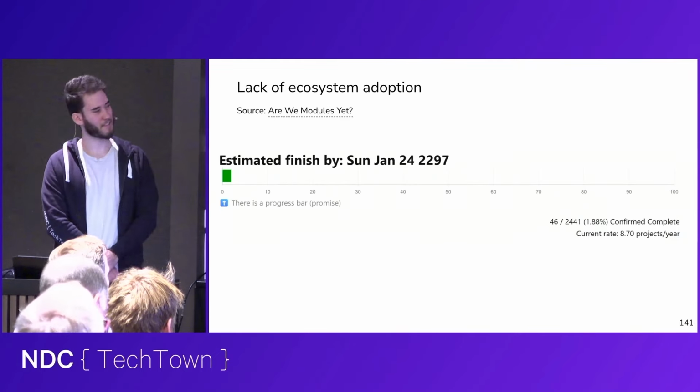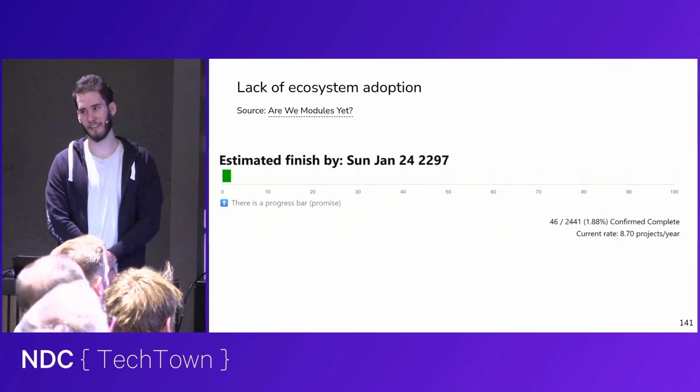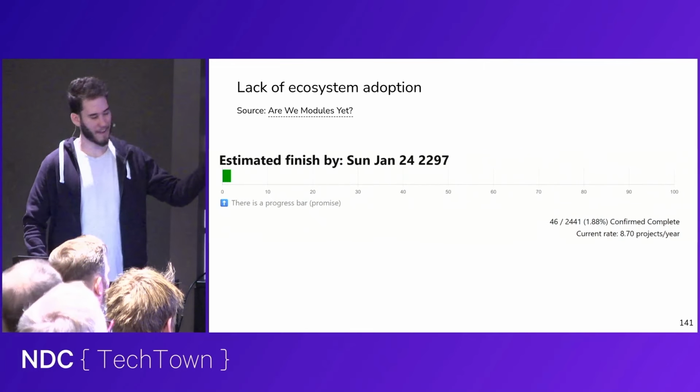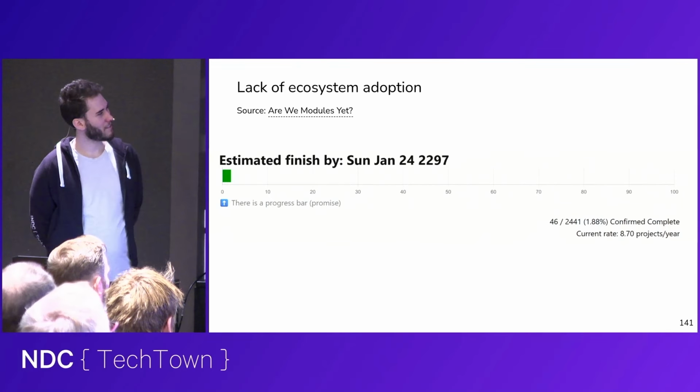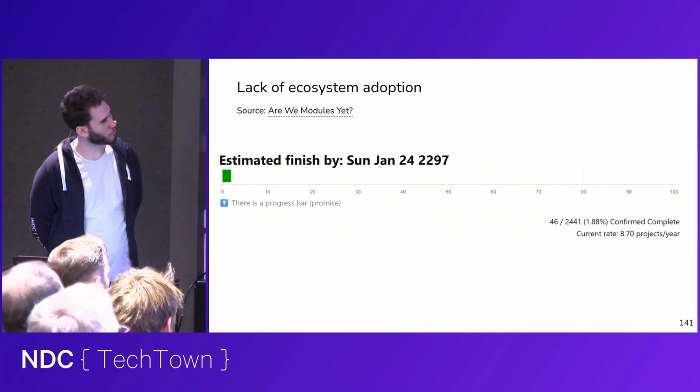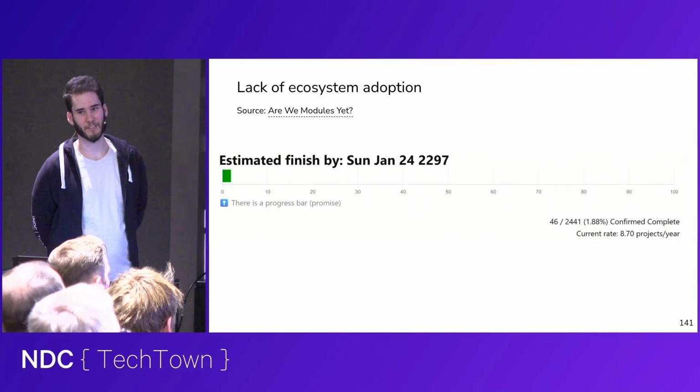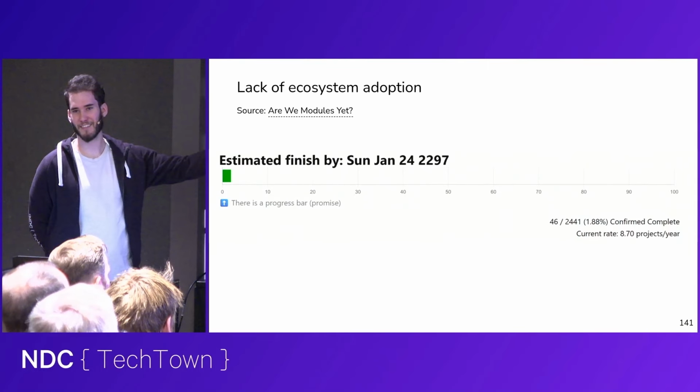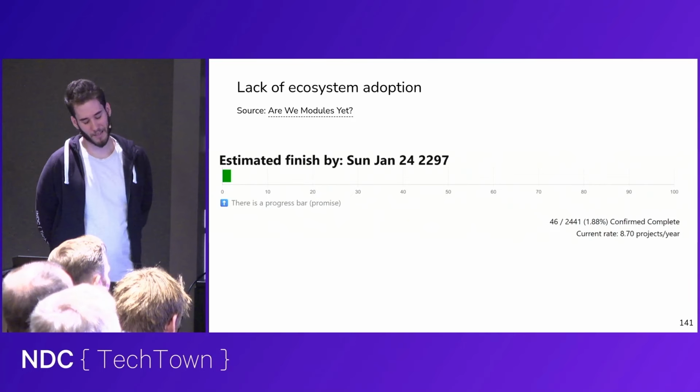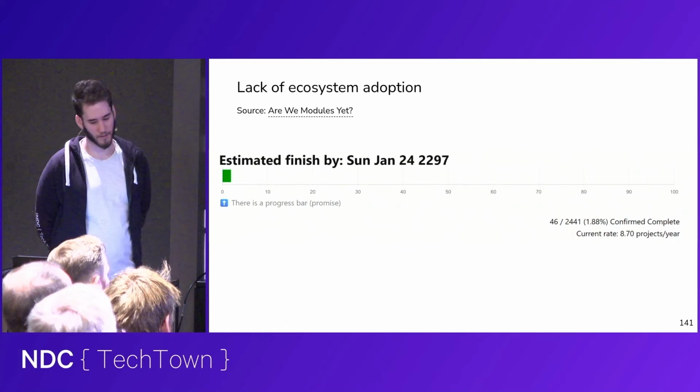If you take a look at this picture, which is a mandatory picture in any modules talk, you just have this information that we're basically going to be finished by 2297, which I don't think I'm going to be alive to see. So unless it's sped up, well, we're not really in a good picture with modules.